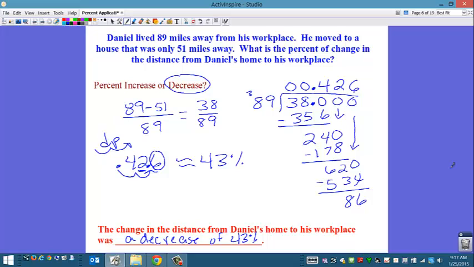So I know as you're going through your homework or your test problems or your video check problems, you're going to rush through and you're going to put down 43%. And it's going to be wrong because you did not identify that it was a decrease. You can get away with that if it's an increase because it's a positive, but in this case it's a negative 43%. It's a decrease, and you have to identify it as a decrease. If you don't, it's wrong.